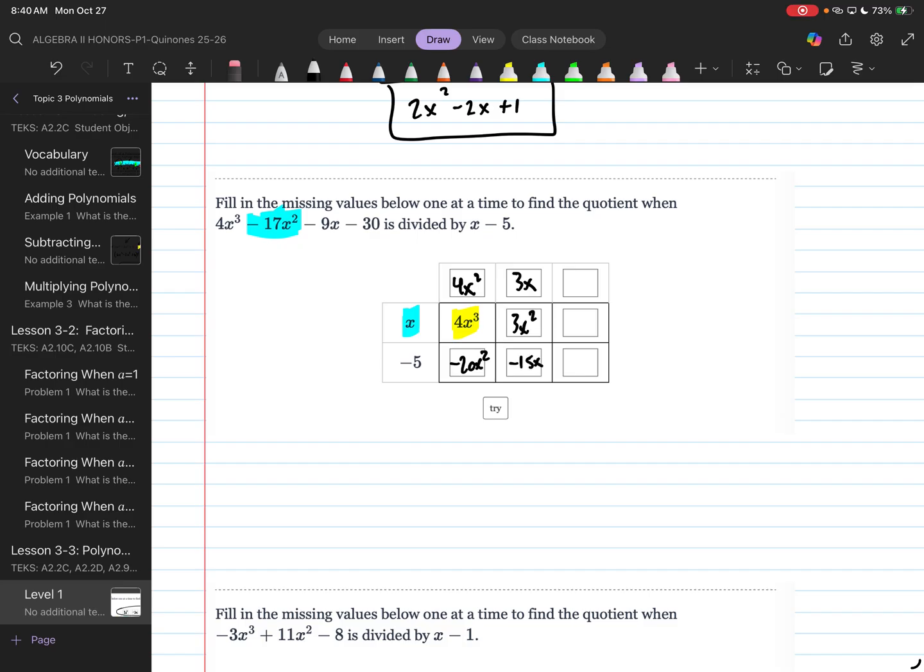Negative 15x. Beautiful. Looking at the next term, negative 9x. I need negative 15x and something else to add up to negative 9x. Well, that is positive 6x. And then 6, what times x will give me 6x? That's just 6. And then 6 times negative 5, fill out the rest, negative 30. So then what is my answer? 4x squared plus 3x plus 6.